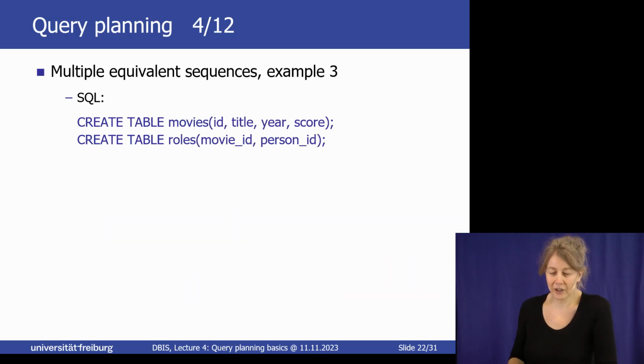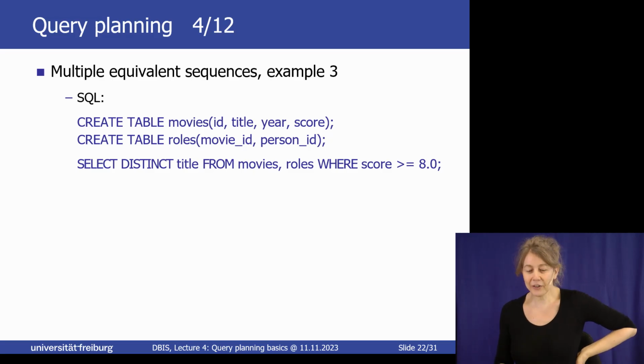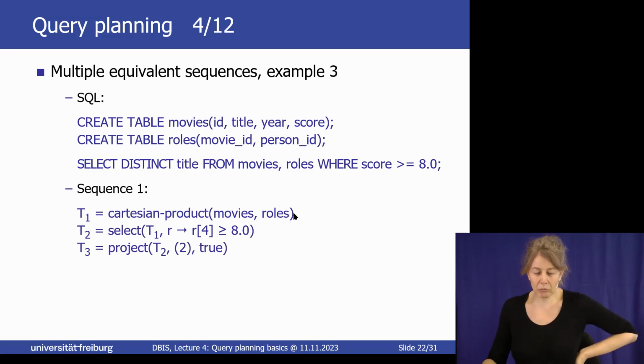And here's another example, again, movies and roles. And that has another surprise. So now I'm saying from movies and roles, and I just want the title of all movies where the score is greater than 8.0. So I just want the movie titles. So one sequence is, let me compute the Cartesian product first. Why not? It's written in the from clause, basically reading the query from left to right. Let me select the movies and then do distinct on this cross product, and I just want 2.